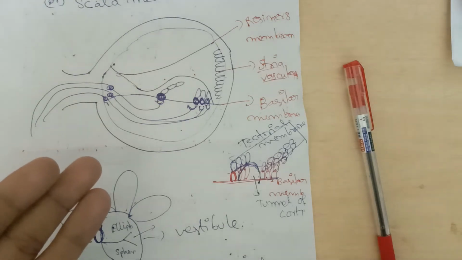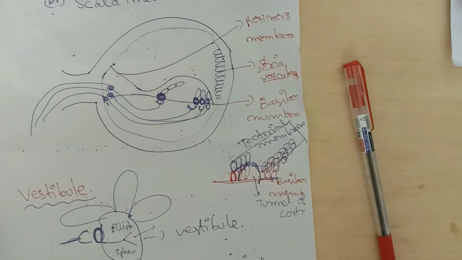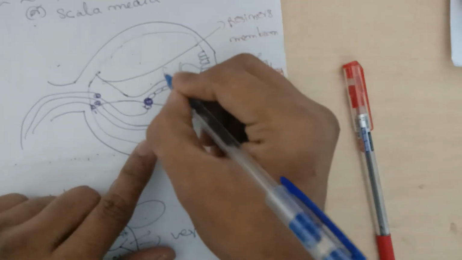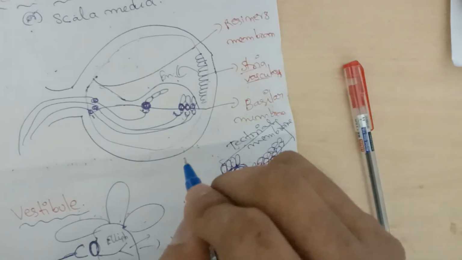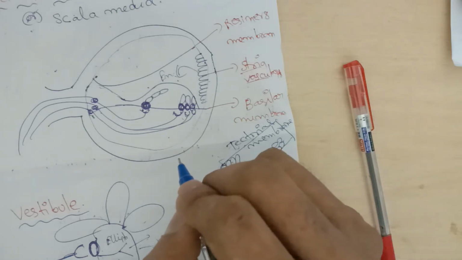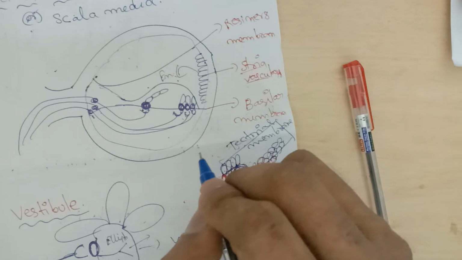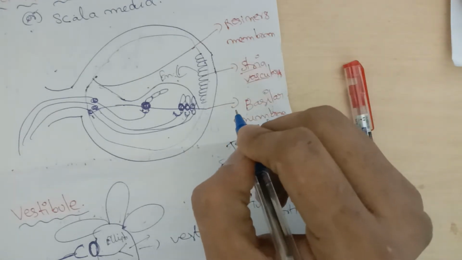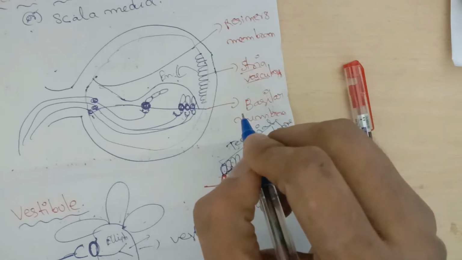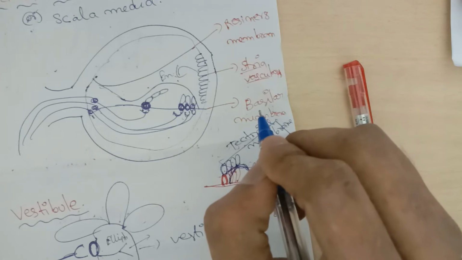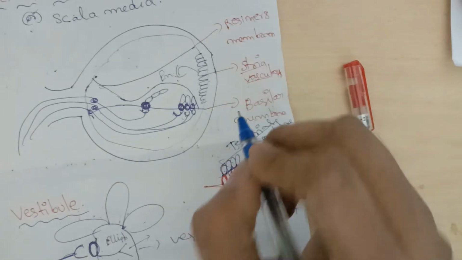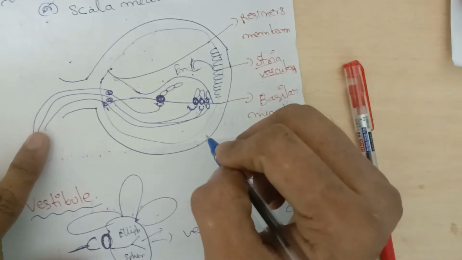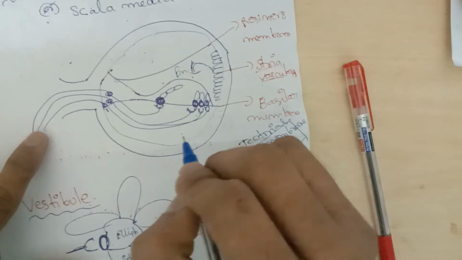This is the scala media, the duct of the cochlea. One thing I forgot: the stria vascularis produces endolymph, and this process requires melanocytes. In albinism there is a decrease in melanocytes, which leads to a decrease in the production of endolymph. This decreased production of endolymph leads to deafness. So albinism is associated with deafness due to the melanocyte link.